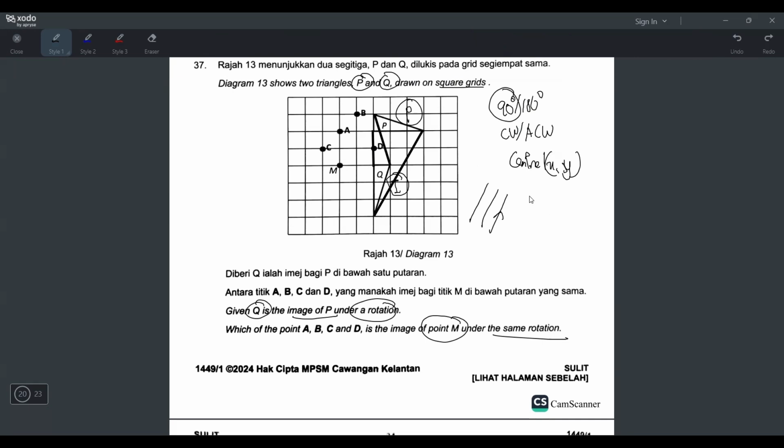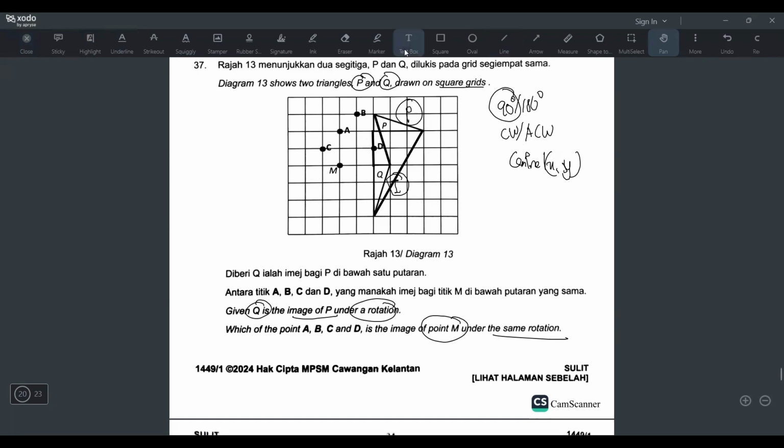Okay, so now we already know it's rotation 90. Now we need to know whether it's clockwise or anti-clockwise, and also the center, right? Okay, you cannot know whether it's clockwise or anti-clockwise now, because you need to get your center first, right? After you get your center, then only you know where is your cross, then only you can know whether it's clockwise or anti-clockwise. So how can we find the center of rotation if it's 90?